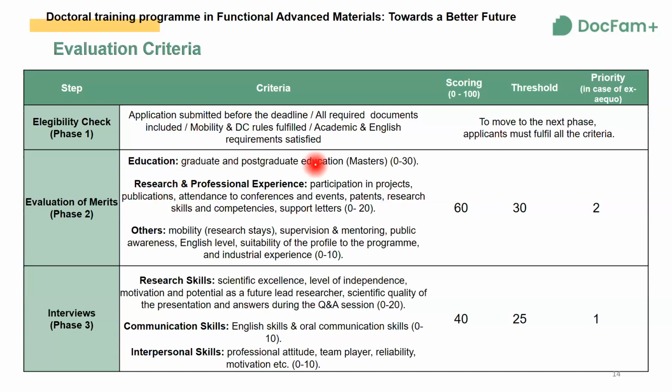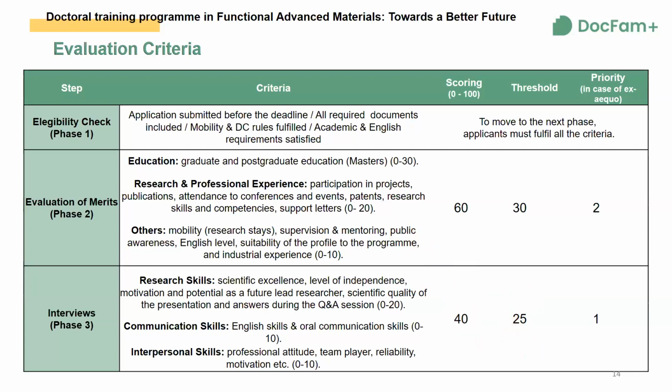For the evaluation of merits, the maximum score is 60, and the threshold is 30. So you need at least 30 points to go to the next phase. And for the interviews it is 40, and 25 is the threshold.